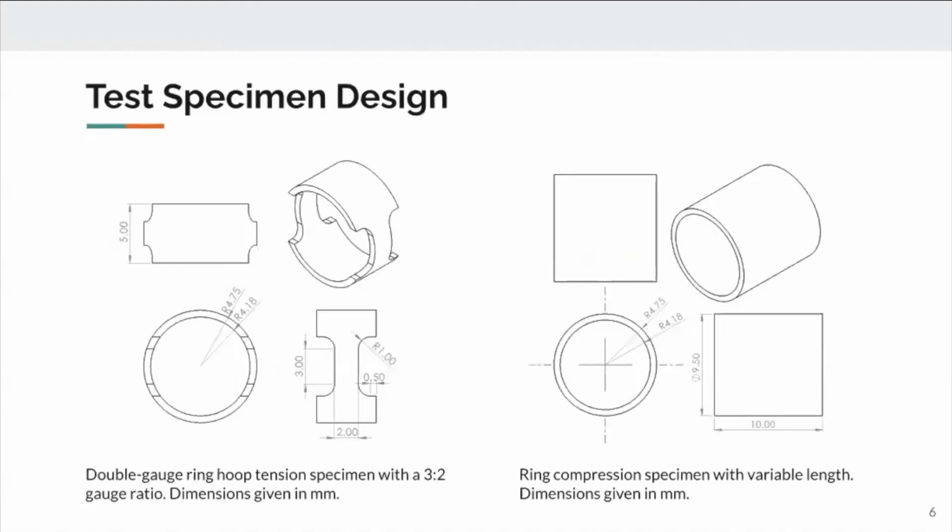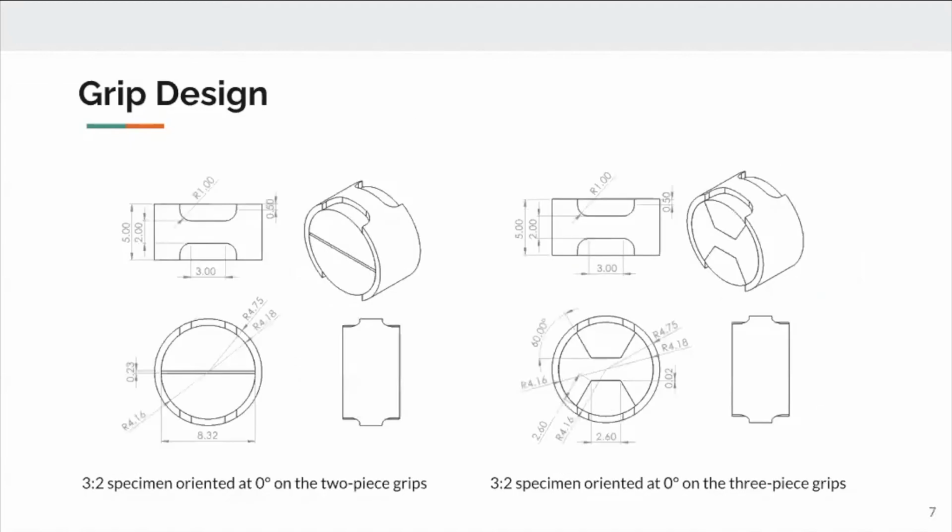For this project, we're using small samples of around 5 millimeters diameter, which in the case of the ring hoop tension test are varied in terms of the number of gauges, the gauge orientation, and the gauge length to width ratio. For the ring hoop tension test, we're also investigating two grip designs, the 2-piece grips, which are shown in the drawing on the left, and the 3-piece grips, which are shown in the drawing to the right.